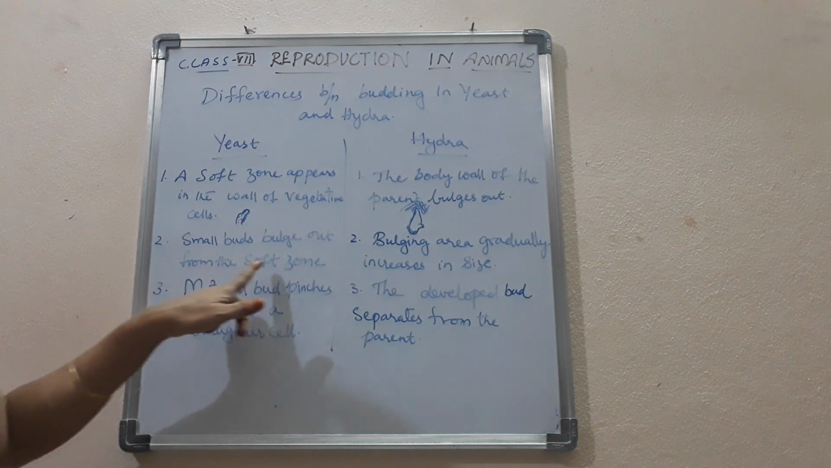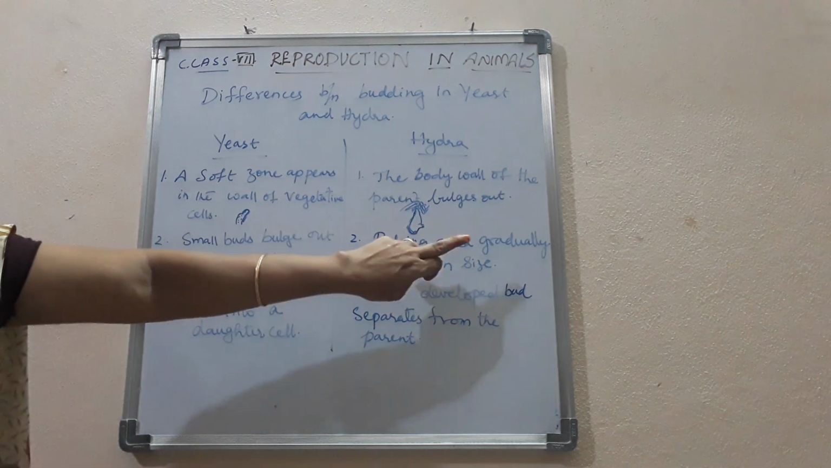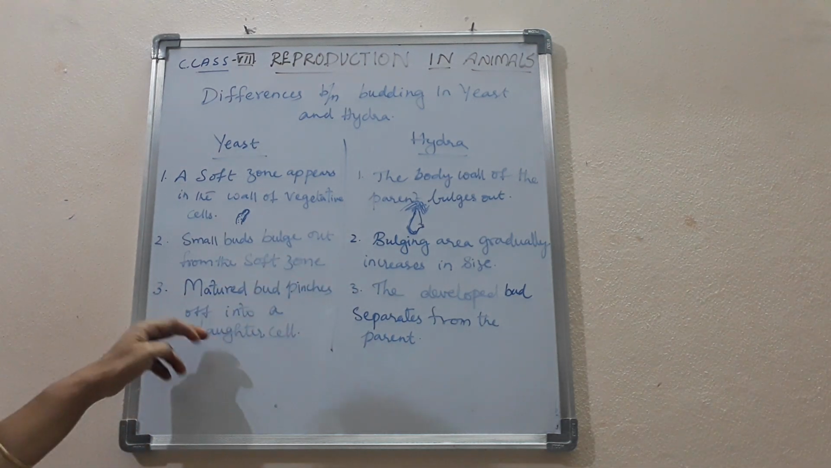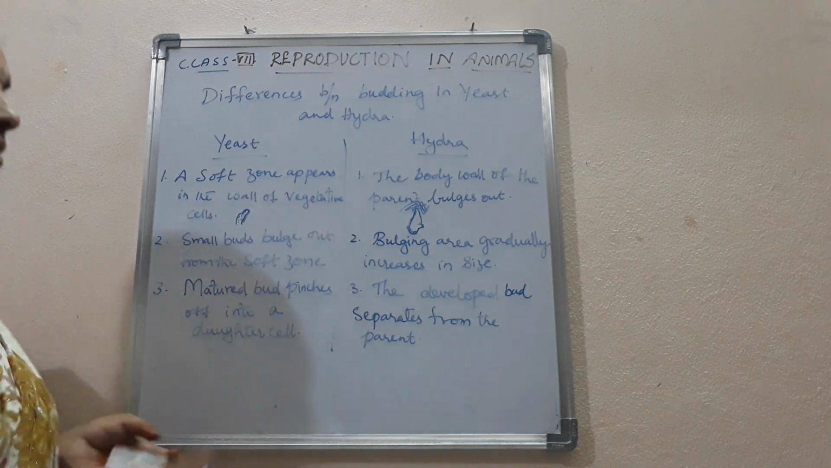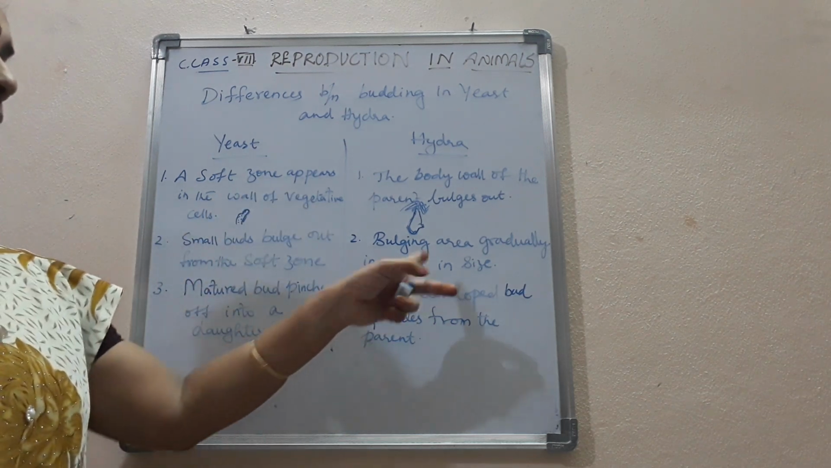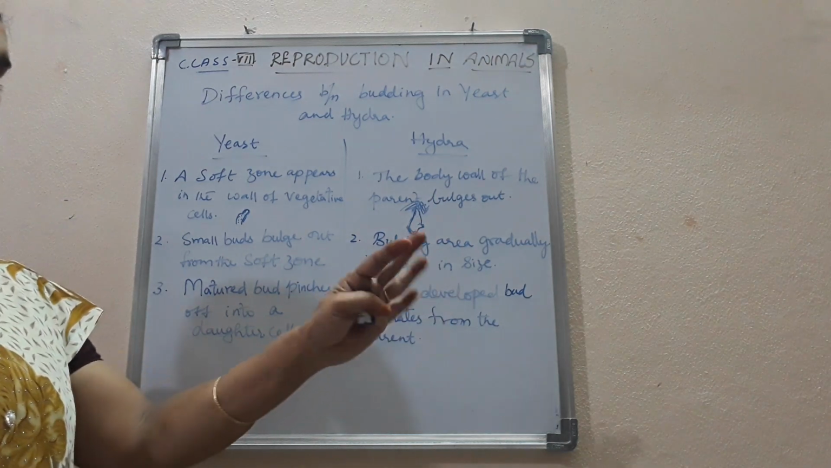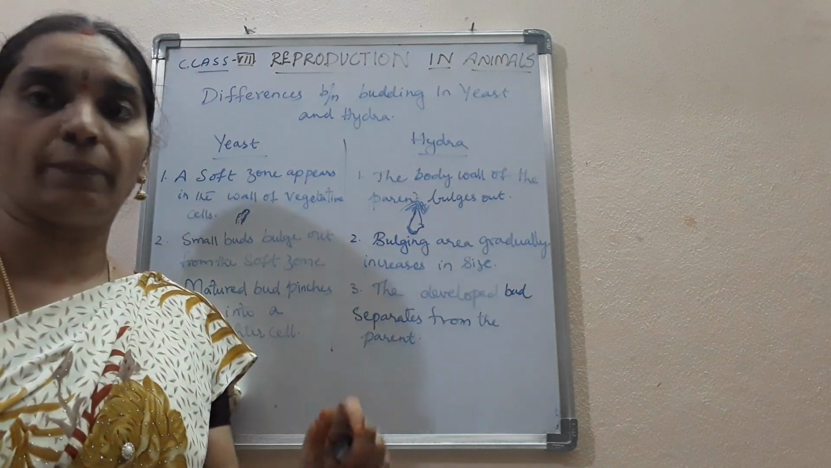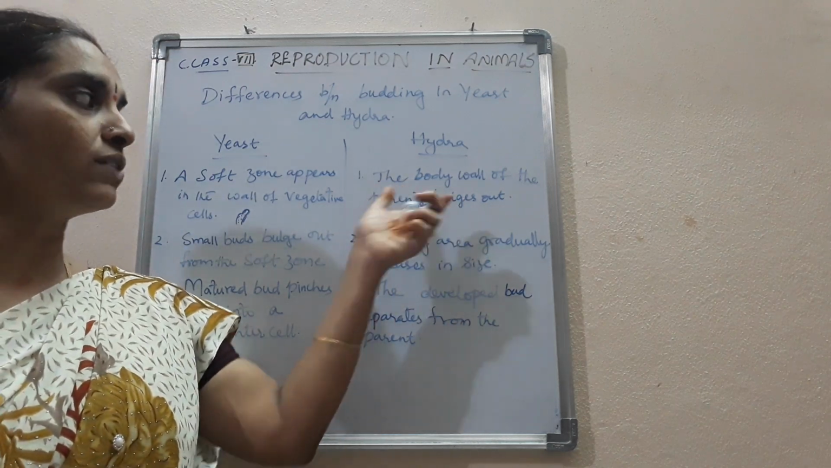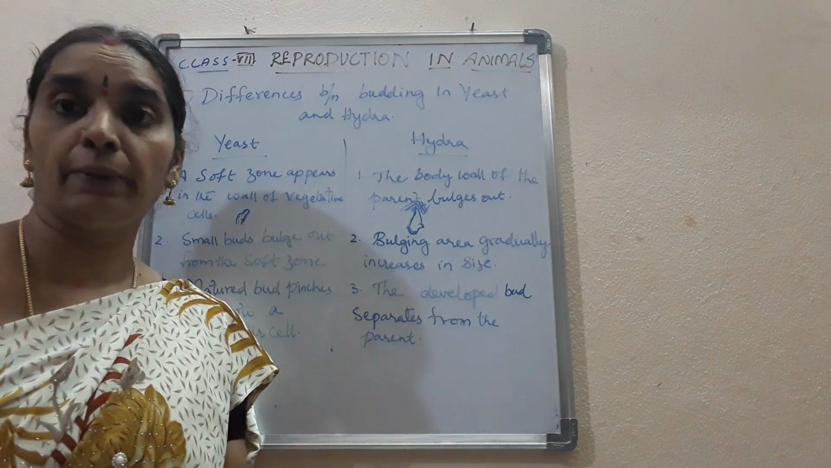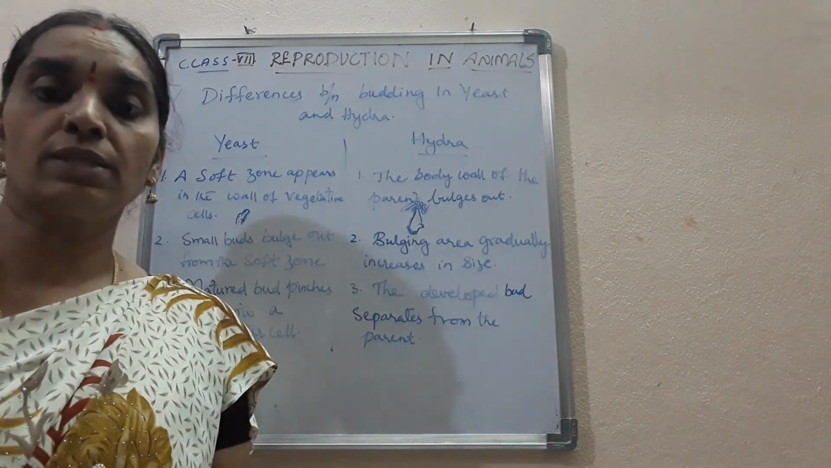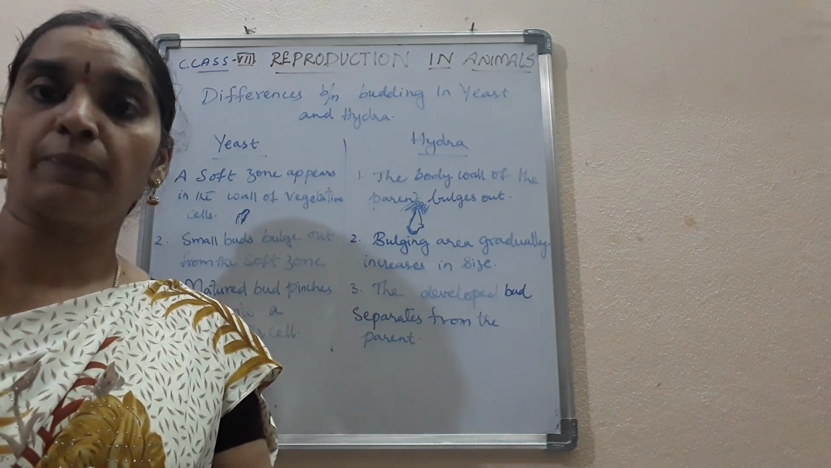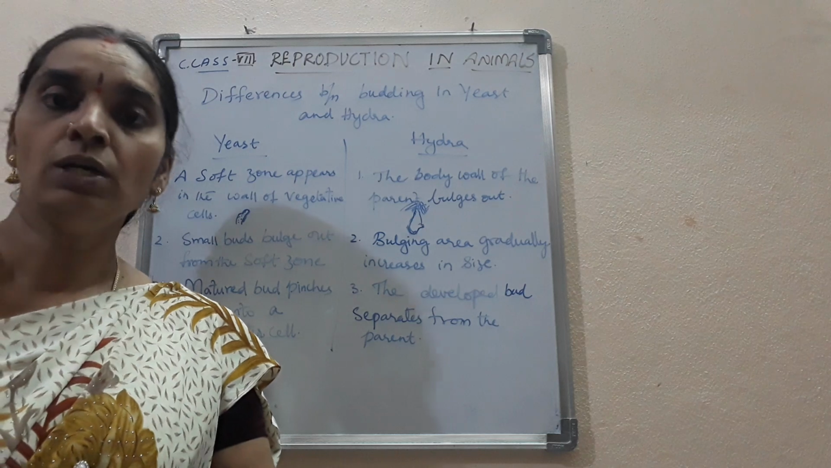Small buds bulge out from the soft zone in the yeast, and the bulging area gradually increases in size. The matured bud pinches out into a daughter cell and leads an independent life. In hydra, the bulging area, after increasing in size continuously into the daughter, separates from the parent and is identical to the parent, and through repeated divisions the body wall of the parent bulges out. Okay, so these are the differences between yeast and hydra in the budding process.